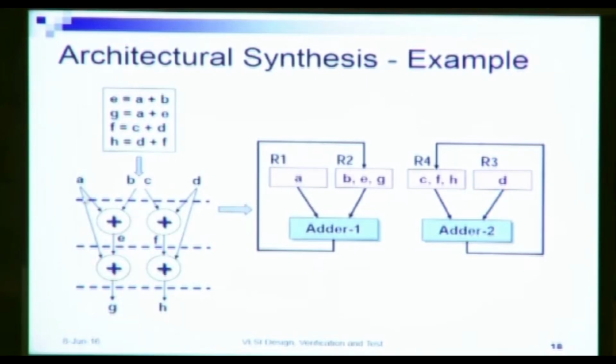So what does it do? In time step 1, it takes A and B as input and produces E as output, and in time step 2, E is taken as input, A is the other input, and G is produced as output. We understand that there is a dependency between these two addition operations, because this E cannot be used until this output is produced at the previous step. So we have a dependency here. Similarly, we have a dependency at this step.